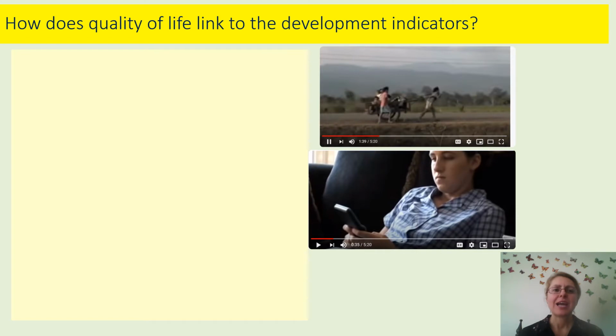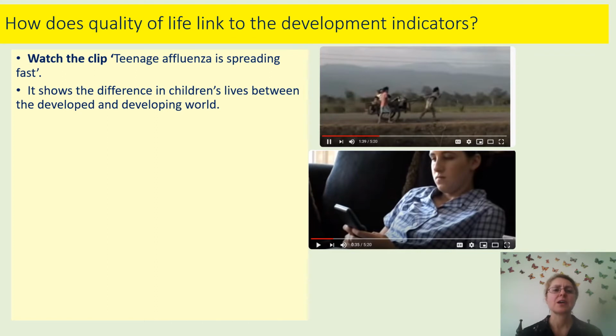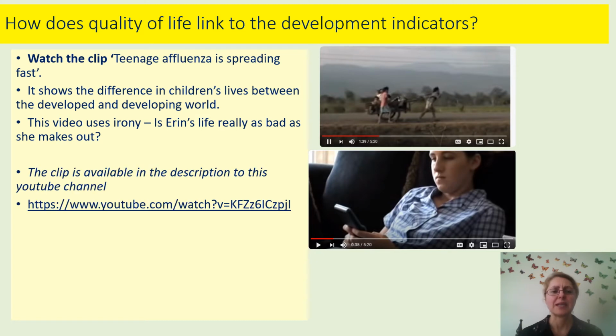We're now going to look at how quality of life links to the development indicators. Do we realise just how much the quality of life in the developed world is much better than in the developing world? Watch the clip Teenage Affluenza is Spreading Fast. It shows a difference in children's lives between the developed and developing world, and the video uses irony. Is Erin's life really as bad as she makes out? The clip is available in the description to this YouTube channel.